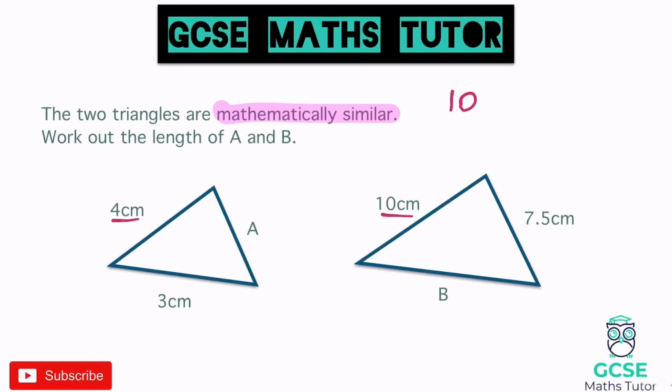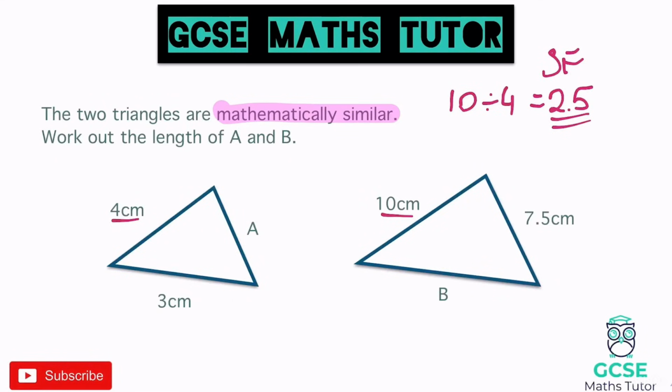So 10 divided by 4, and 10 divided by 4, 4 fits in twice and a half, 4, 8, and then an extra 2, so it's 2.5. You might just get a whole number there, but there's my scale factor, and I always label that, I just say SF, so the scale factor is 2.5.